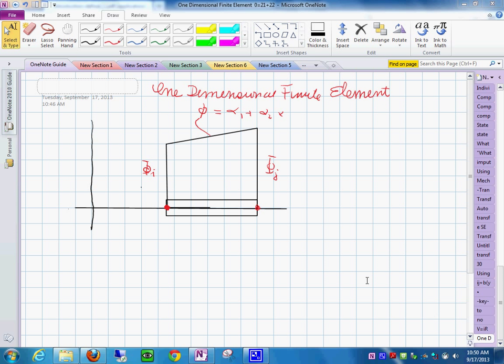We have this one-dimensional finite element with node I and node J. These are the nodes I and J, and this is the solution within the finite element, and the nodal values are phi sub I and phi sub J. So these are the nodal values.